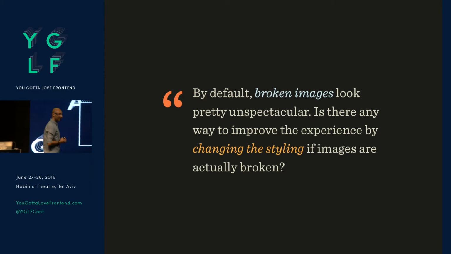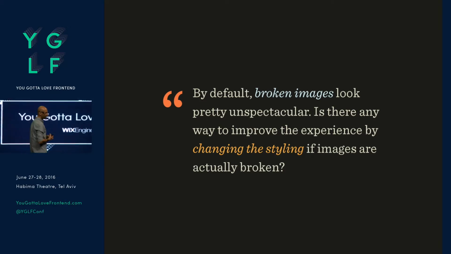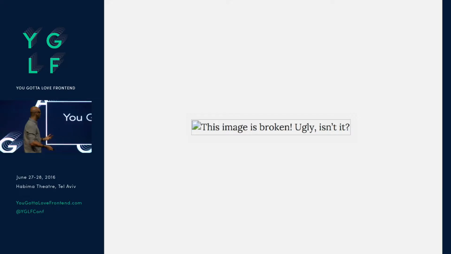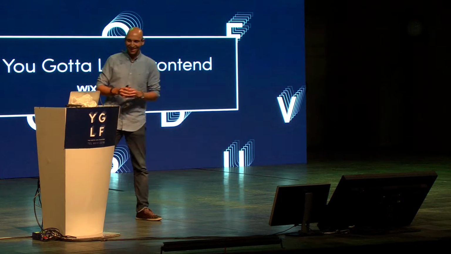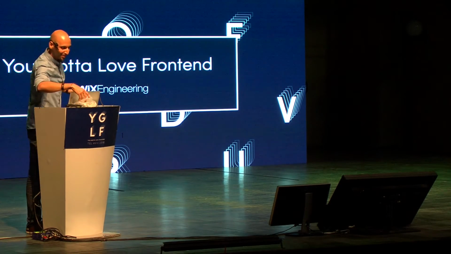Okay, here's another one. Broken images. Now, nobody likes broken images, right? They look horrible, they look pretty unspectacular. Is there any way to change the styling if images are actually broken, but not if they're not broken? In a nice, simple CSS way.